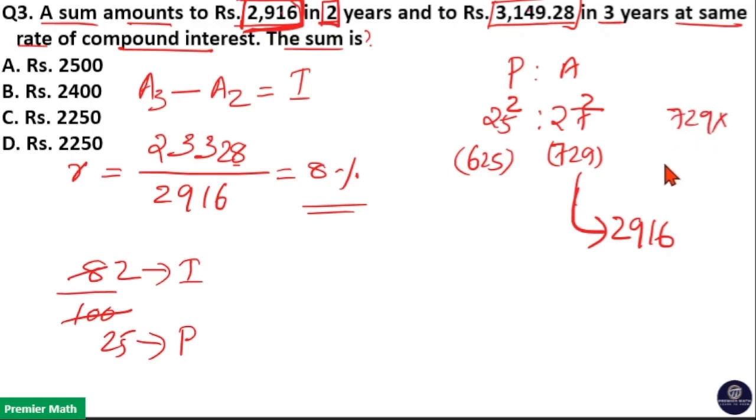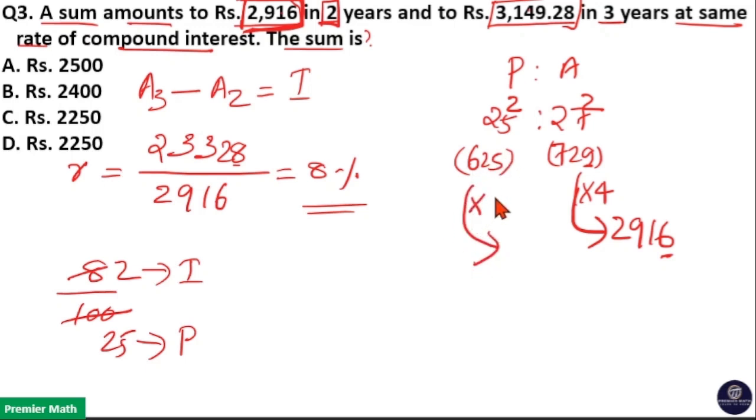2916 divided by 729, which is 4. 9 into 4 is 36. Remaining 3. 4 into 8 plus 3, 11. 7 into 4 plus 1, 29. So 729 goes 4 times in 2916. So 1 part is equal to 4, which means 625 parts is the principal.